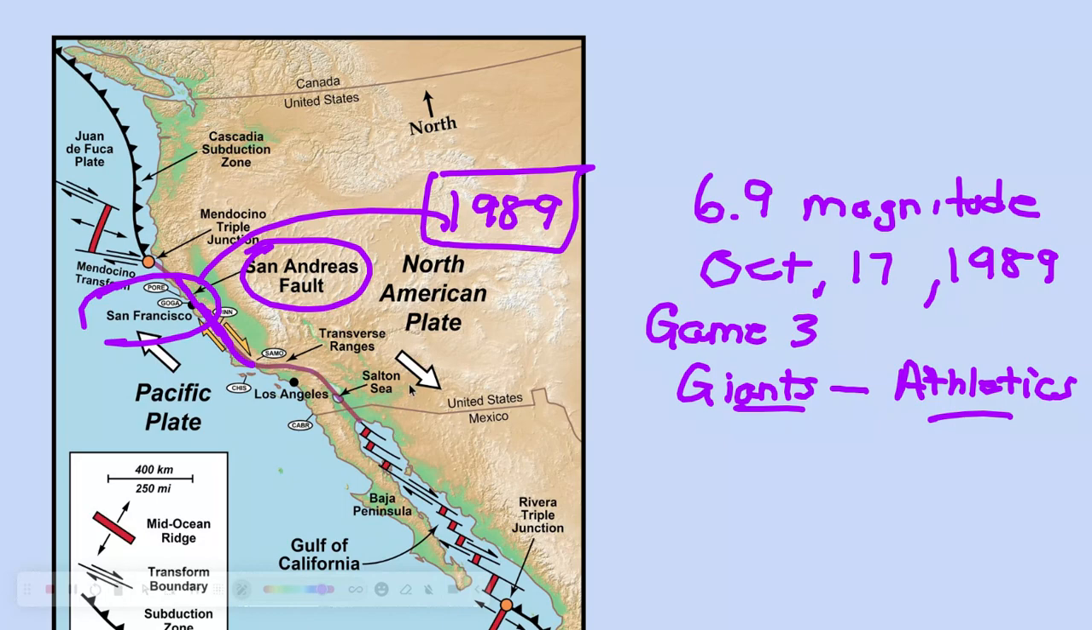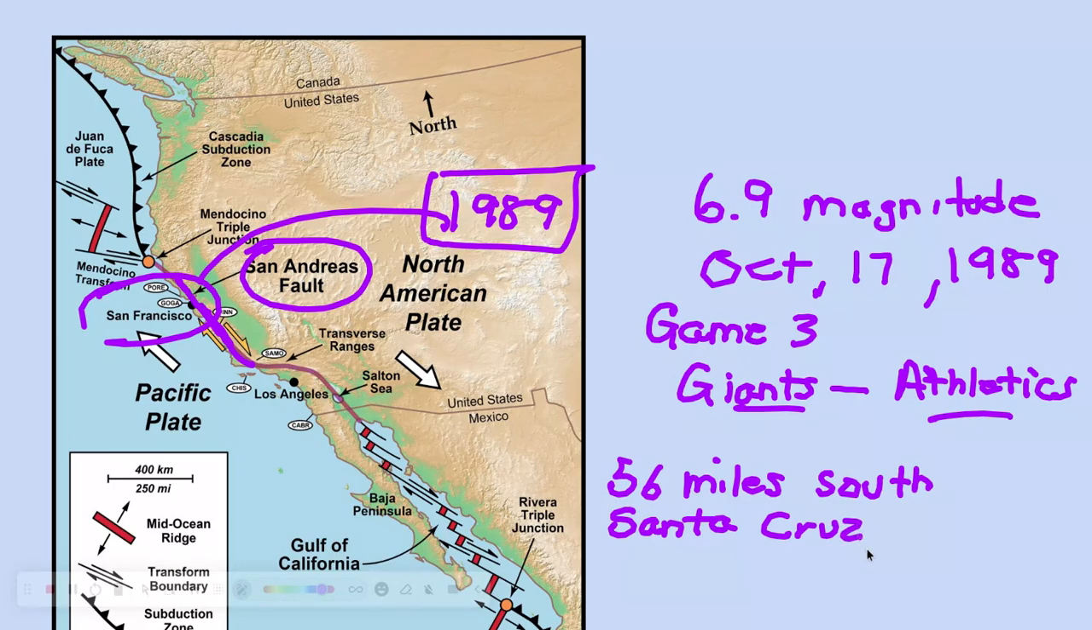So let's look at that. Let me write that down. 56 miles south, what they call the Santa Cruz Mountains. That's where the earthquake's epicenter was, where it occurred. So, okay, let me get a picture of that for you.